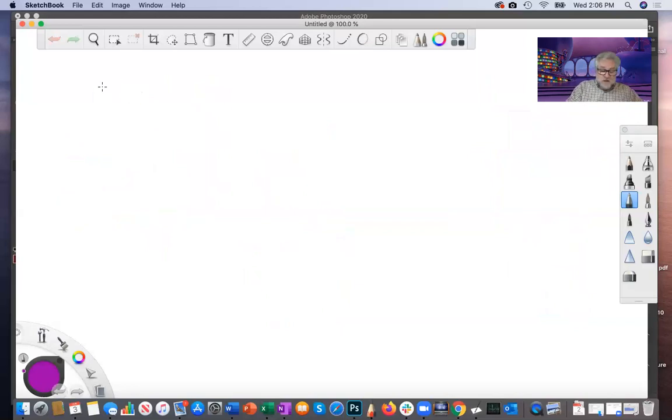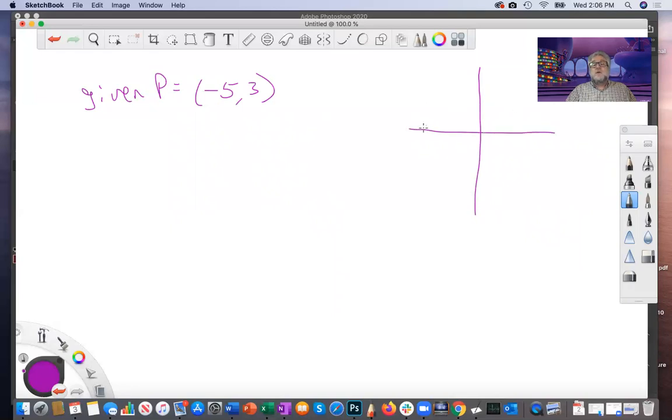Okay. Given the point P is negative 5, 3. Let me write that a little neater. What are all the 6 trigonometric functions? So you're probably thinking, well, shouldn't I draw a picture first? And you are exactly right. So over here is negative 5, 3.